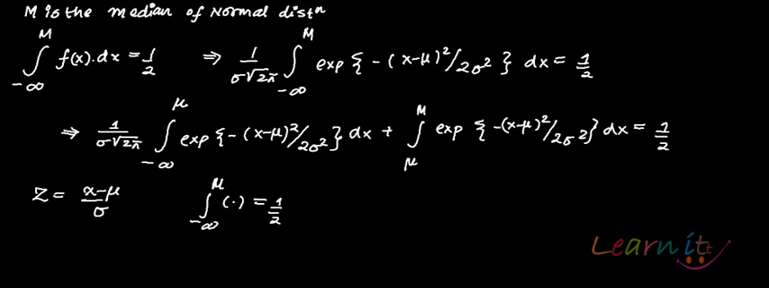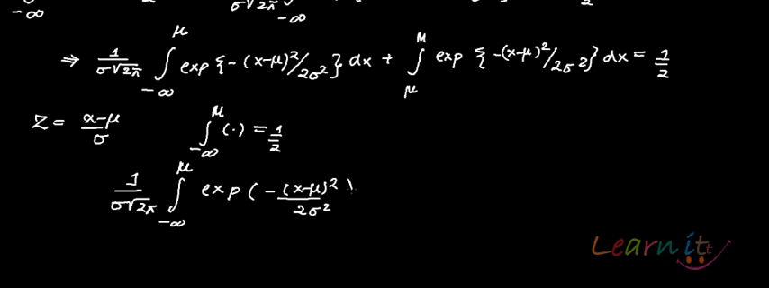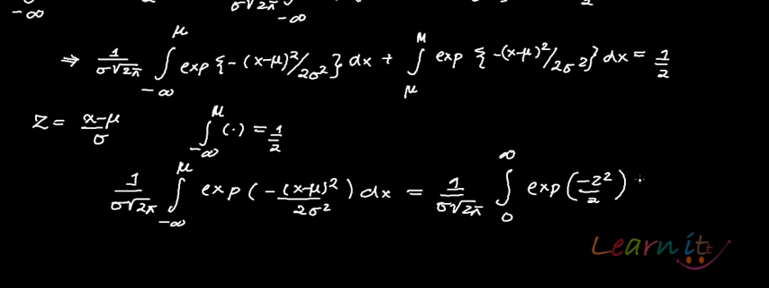So you can actually say for a standard normal variate, 1 upon sigma root 2 pi, minus infinity to mu, this is converted as, now for a standard normal variate, you can actually write this as 0 to infinity, e to the power minus z square by 2 dz, which would be equal to 1 by 2.